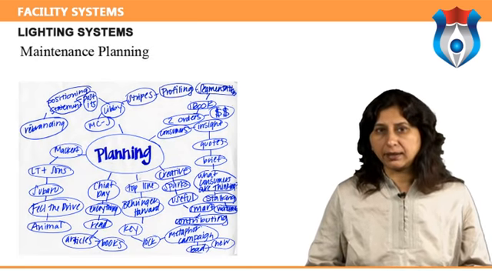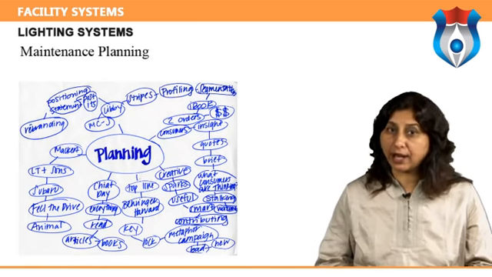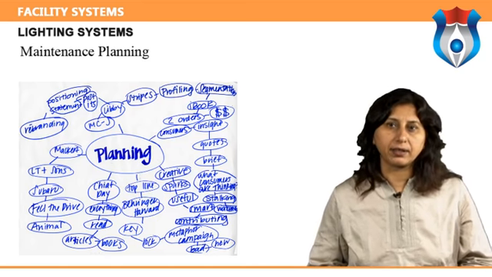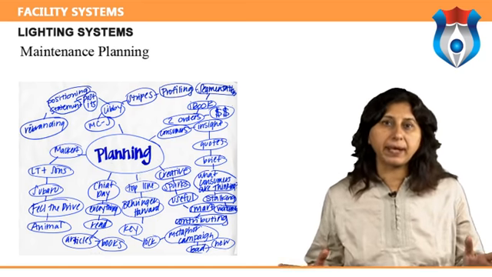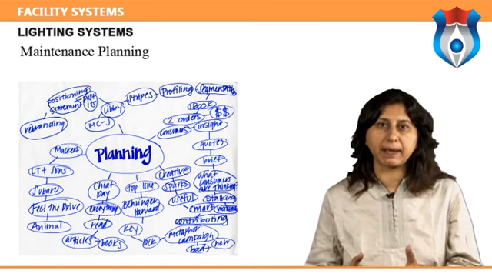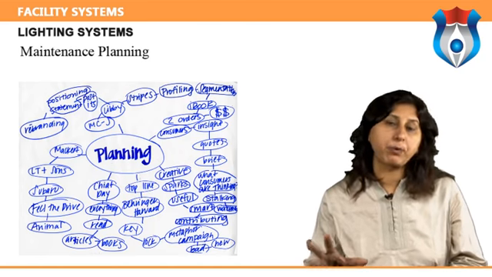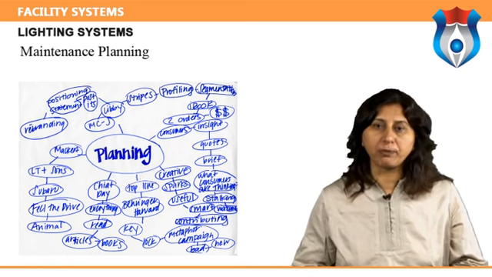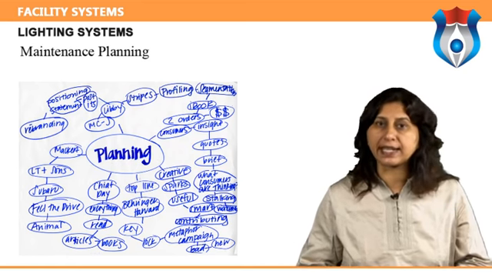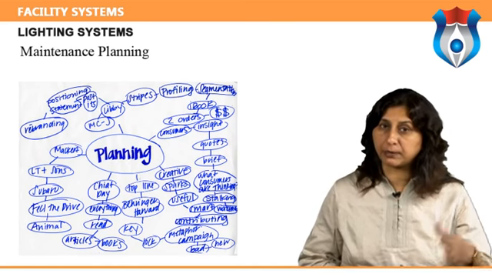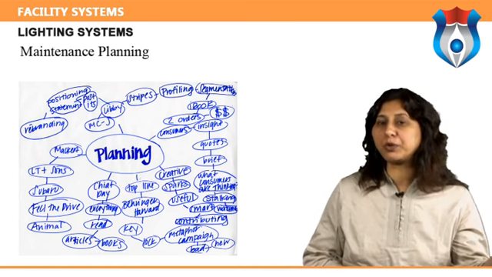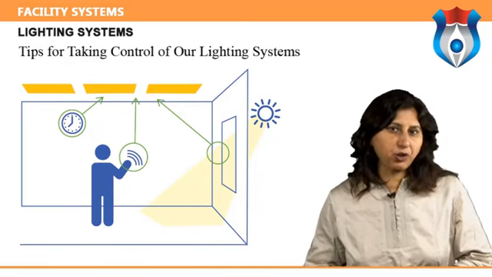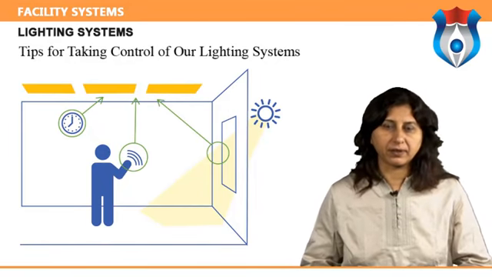Maintenance planning. Many maintenance managers are hesitant to replace lamps that are still operating, but group relamping and cleaning can be less expensive than sporadic spot maintenance. Through strategic planning and performance management of the overall lighting system, costs can be reduced and lighting quality improved. Tips for taking control of our lighting systems.